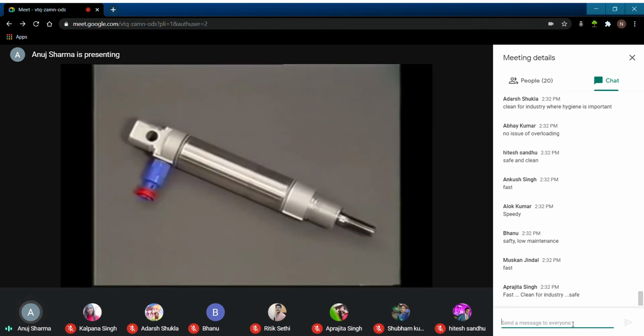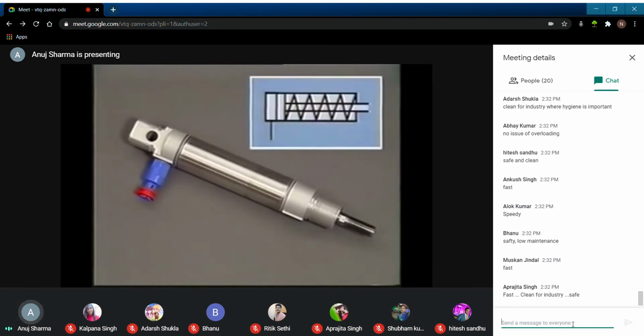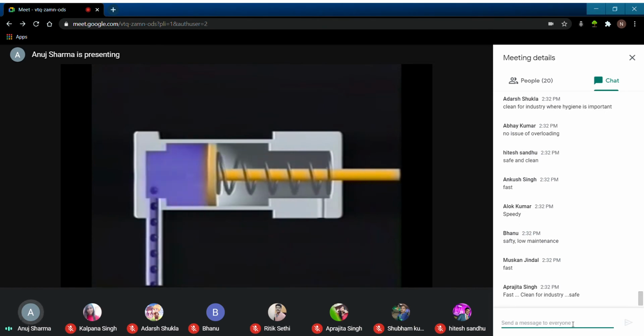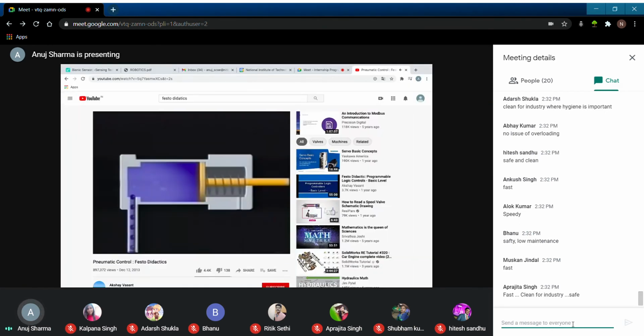This is a single-acting cylinder. It's represented by this ISO symbol, which indicates that the cylinder has one air inlet port and a return spring. When compressed air is supplied to the inlet port of the cylinder, it pushes against the piston. If the force generated by the pressure is greater than the force of the spring, the piston moves.